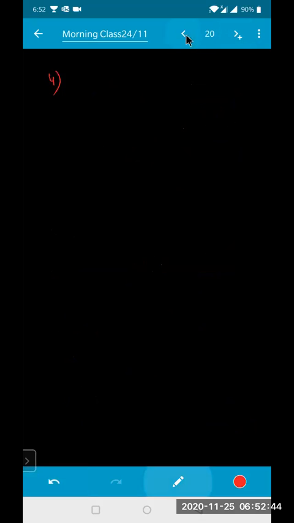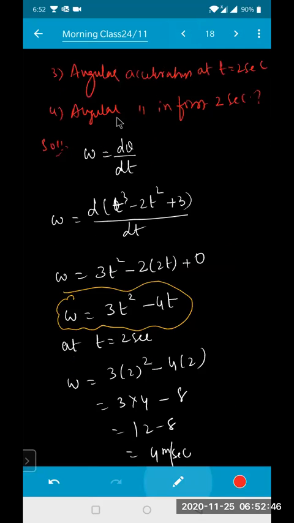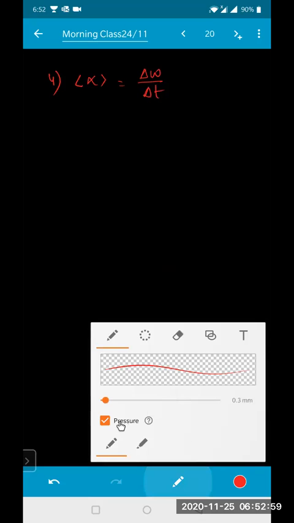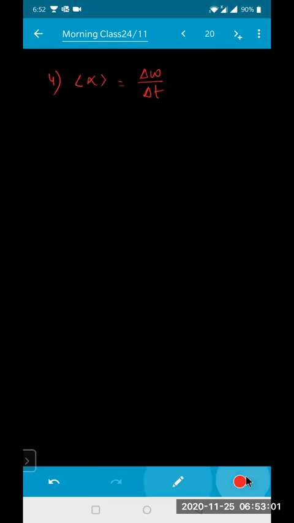What is the fourth one asking? Average angular acceleration in the first 2 seconds. Same as this one, alpha average is equal to delta omega by delta t. So delta omega means omega at t equals 2 seconds minus omega at t equals 0, divided by 2 minus 0.